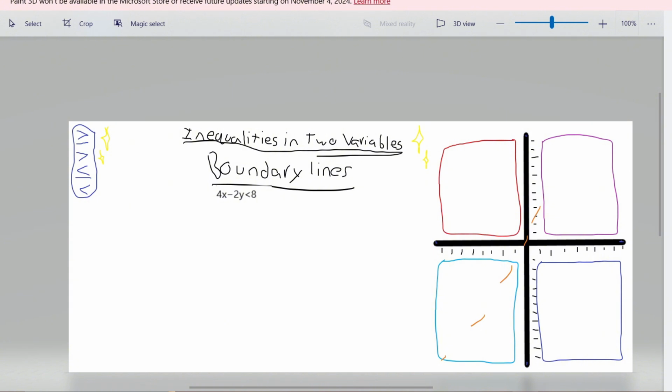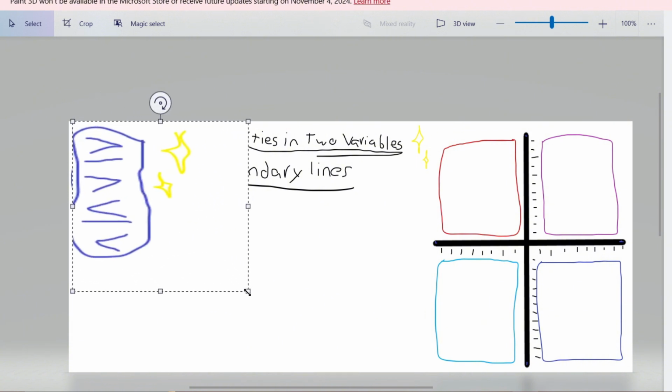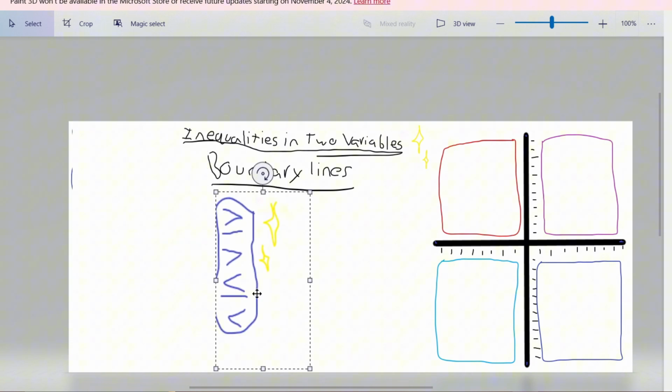Right, let's review what we've learned. Alright, cool. I gotta get rid of the problem. The problem is not going away. I'm struggling a little bit. There we go. It does not want to grab.